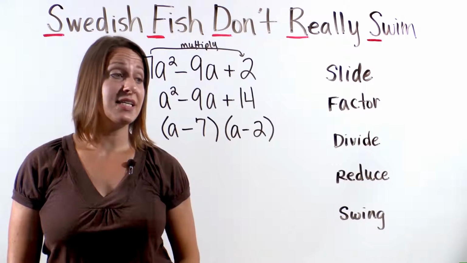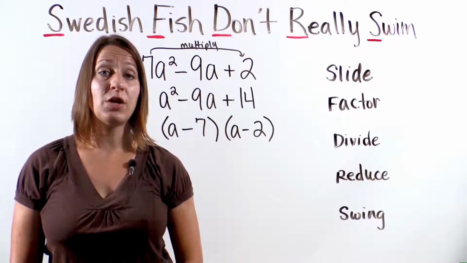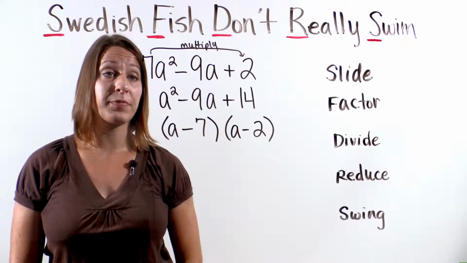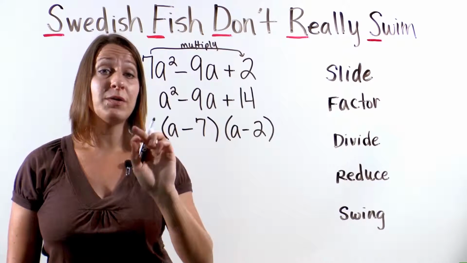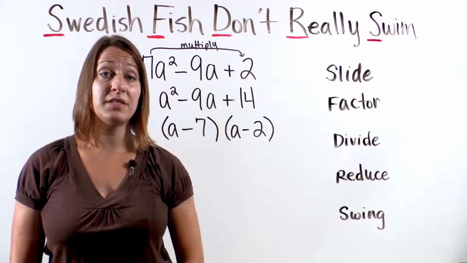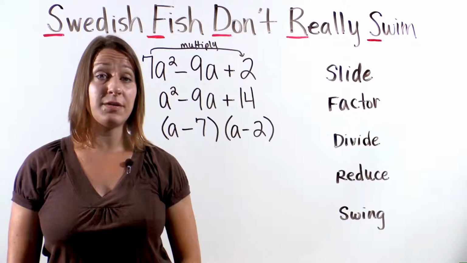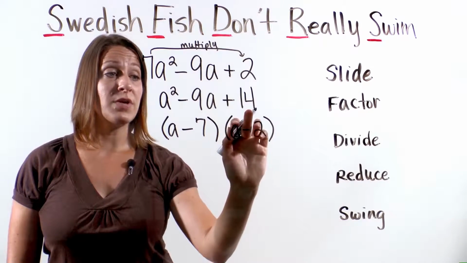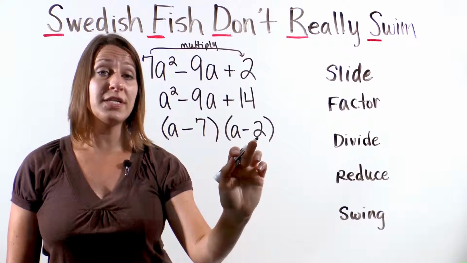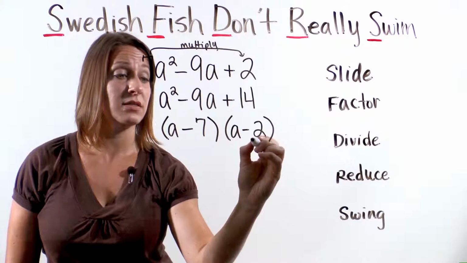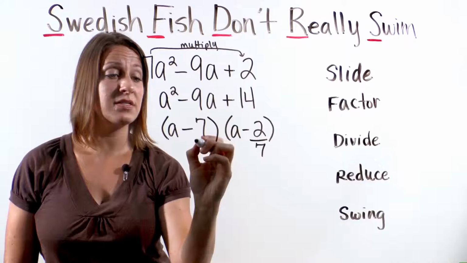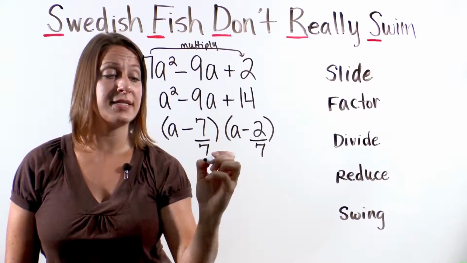Next, D stands for the word divide. We need to undo the multiplication that we did in the first step. So we need to divide by what we multiplied. We multiplied by a 7, so we need to divide by a 7. Because our 14 is split into two separate numbers, we're going to divide by 7 twice. So write your division line and put a 7, your division line and a 7.